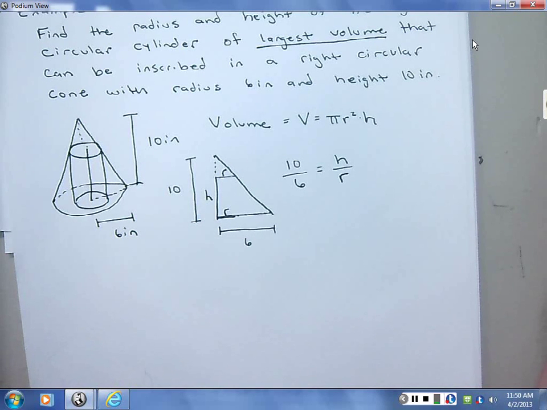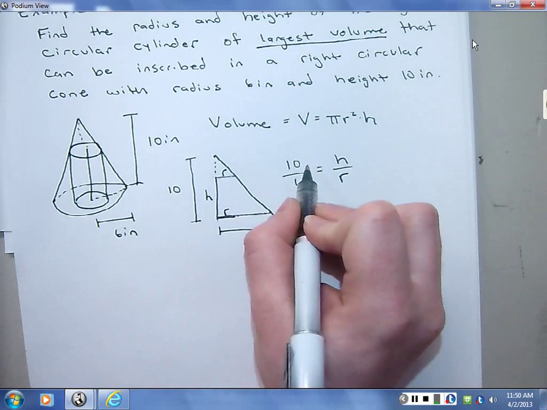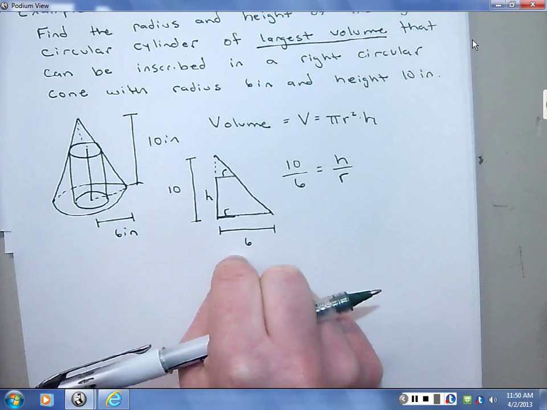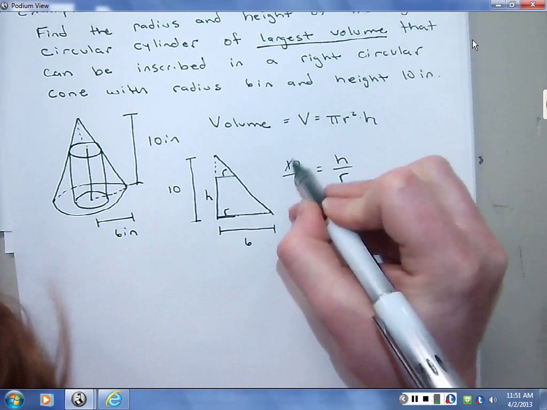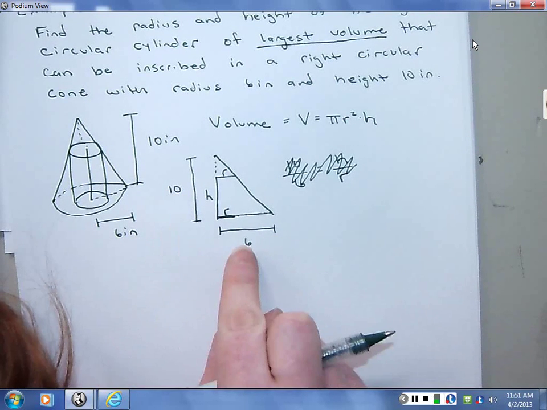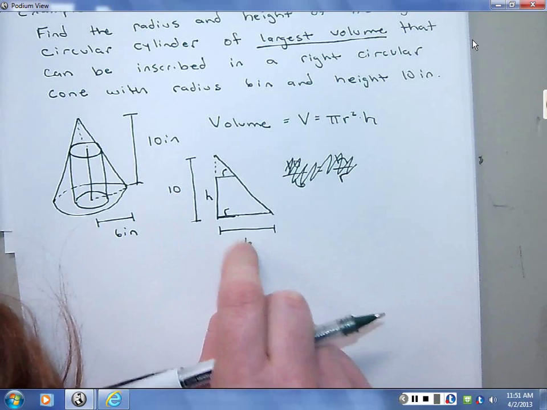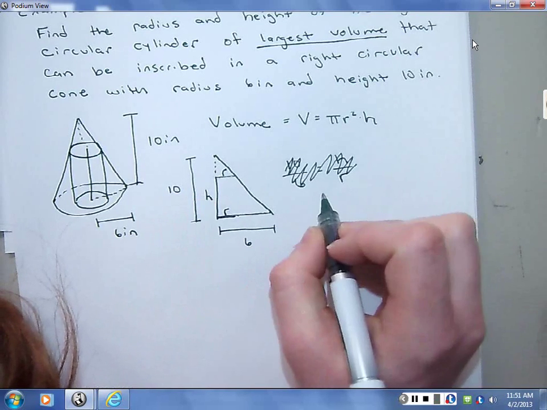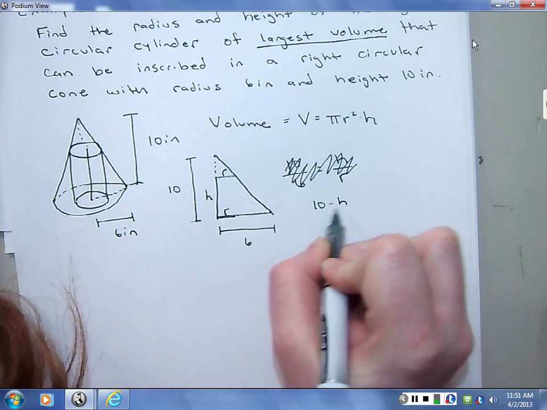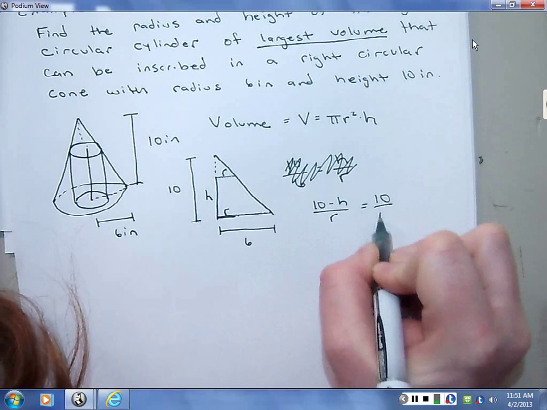Oh, it wouldn't be 10. It would be 10 minus h. Okay, wait. Let me go back. 10 minus h is to r as 10 is to 6.